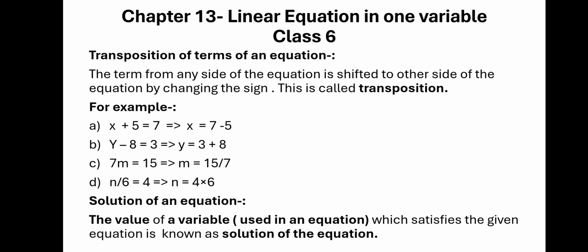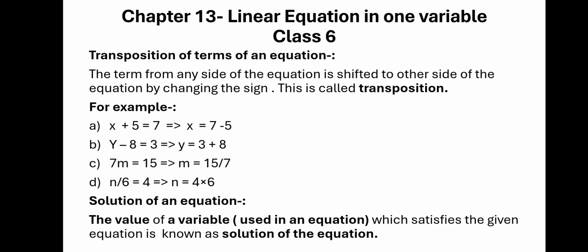Transposition of terms of an equation. The term from any side of the equation is shifted to the other side of the equation by changing the sign. This is called transposition. For example, x plus 5 equal to 7. That implies x is equal to 7 minus 5.